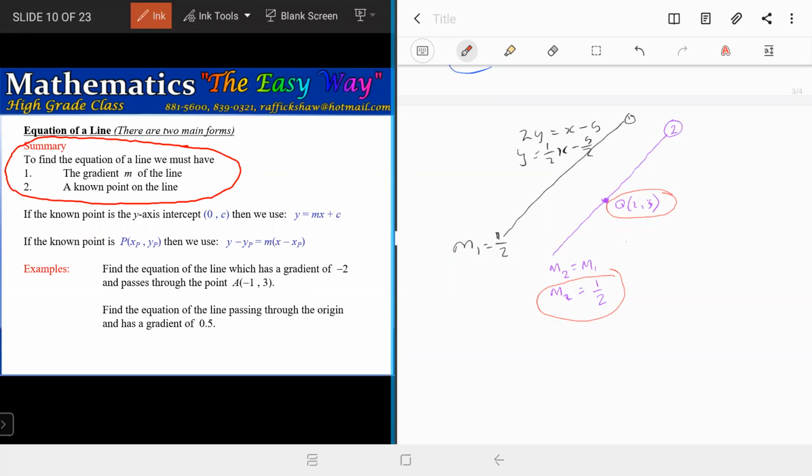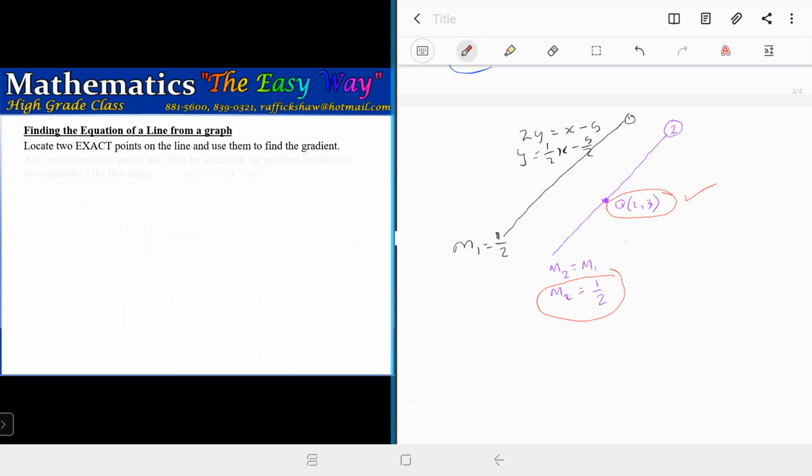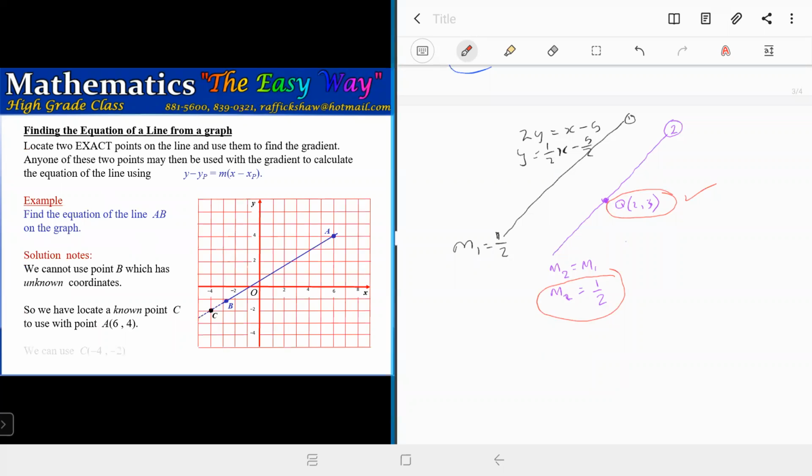So those are the two things you're looking for if you want to find the equation. You need a gradient and you need a known point. I said if the known point is the y-axis intercept, you just use y equals mx plus c. But if the known point is not the y-axis intercept, some other point, as is the case here with the Q, then you have to use the BFF formula right here. The BFF equation of a line. But instead of P, we're going to say Q. Simple as that, right? You have to cover your notes and watch all the videos and these things.